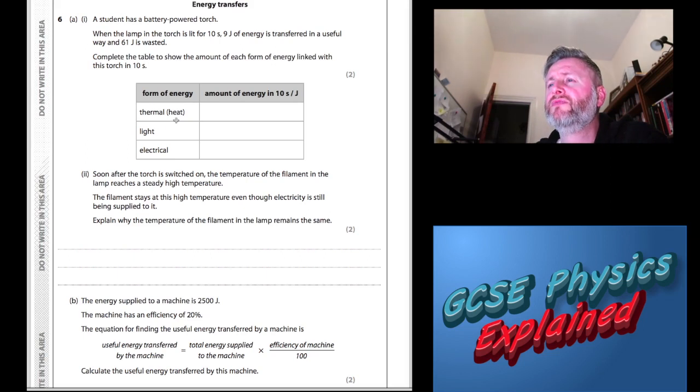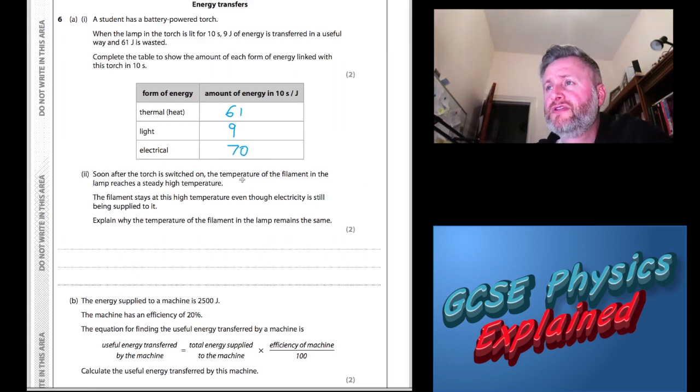Right, well, what do you want from a torch? You want light, so that's the useful. So 9 joules of energy is transferred in a useful way. 61 joules is wasted. Bulbs get hot, so that's thermal energy, that's the wasted energy. And electrical energy powers the whole thing, so you must have lobbed that in at the start. So 61 plus 9 is 70.